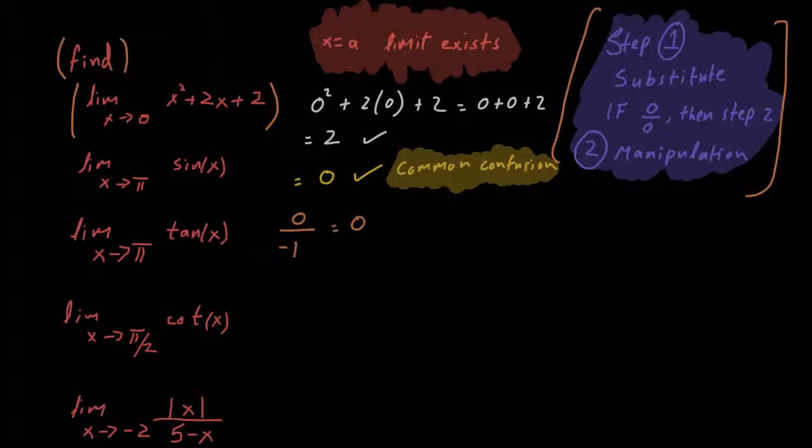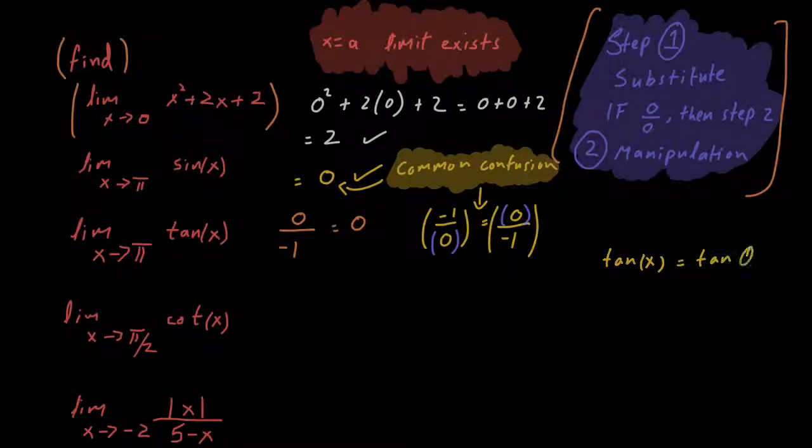Now this is also a confusion area. People confuse -1 over 0, where the limit does not exist because 0 is in the denominator, with 0 over -1, where the limit does exist as 0 is in the numerator. One more thing to note is that sometimes the exam would say tan of x and sometimes it would say tan of theta. It means the same thing.